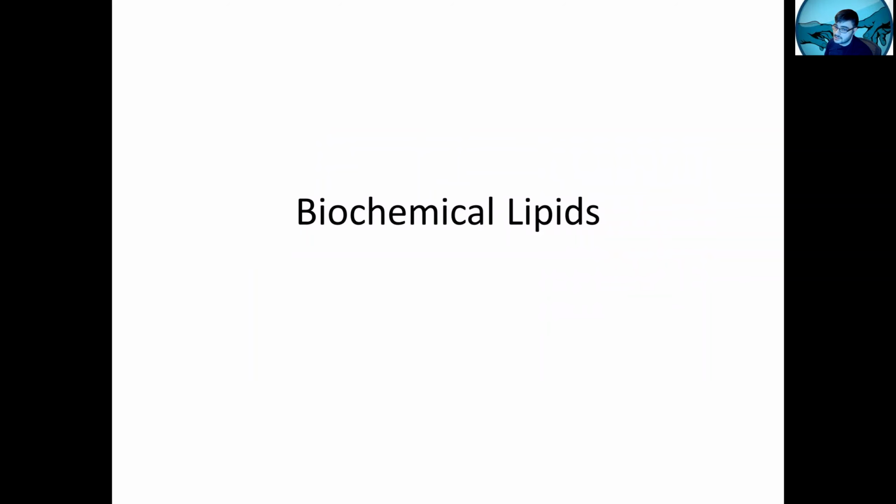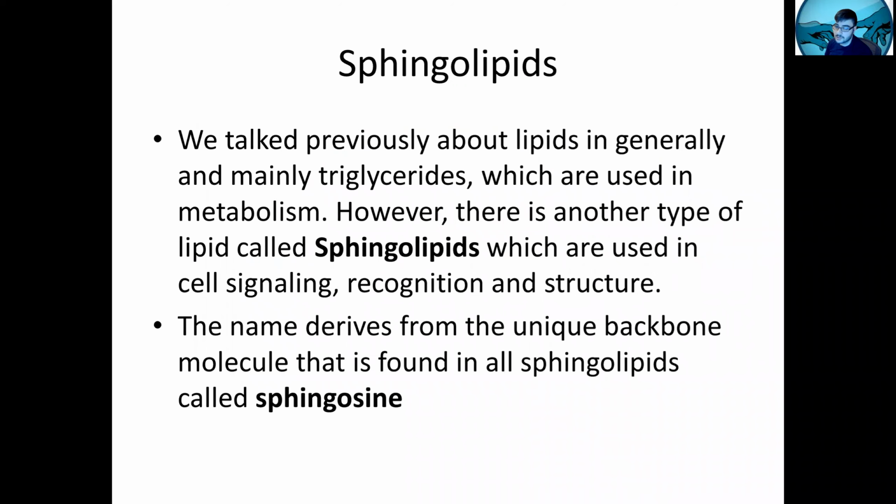Okay, next let's do a little quick talk about lipids, especially biochemical lipids that we commonly use. First, let's talk about sphingolipids. Before, when we talked about lipids, we were generally talking about triglycerides. Those are the main lipids that we use to metabolize, right? When you think of fats, that is triglycerides, and these are the ones used in metabolism mainly. There are other types of lipids, actually multiple other types. The first one is sphingolipids.